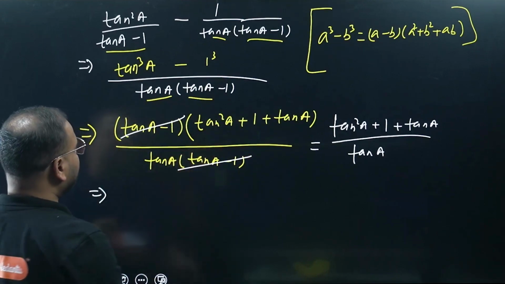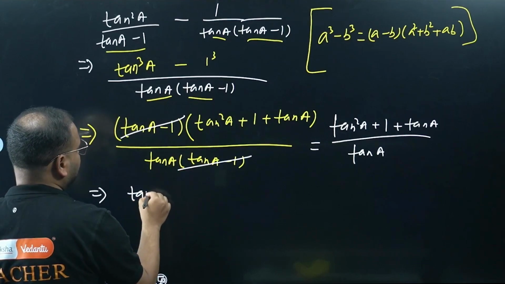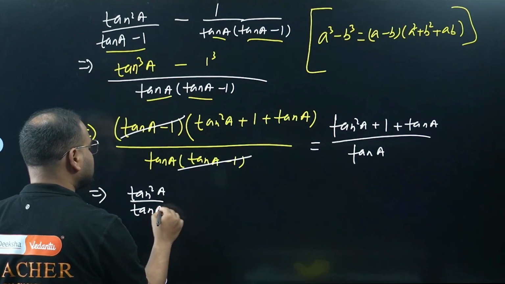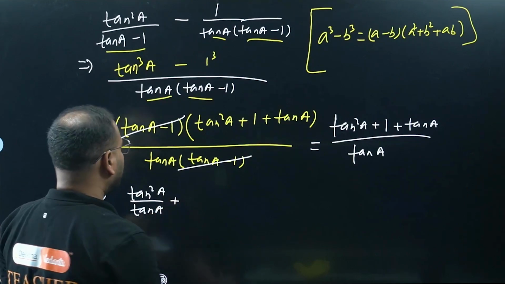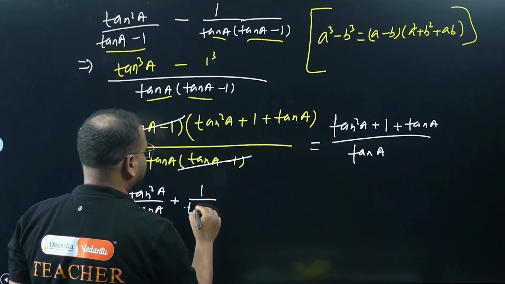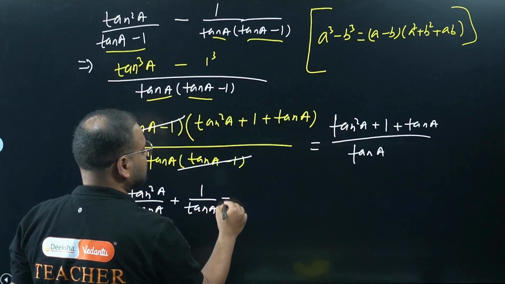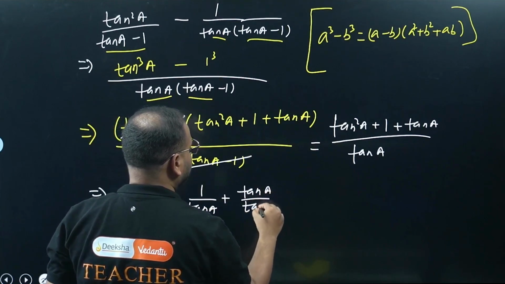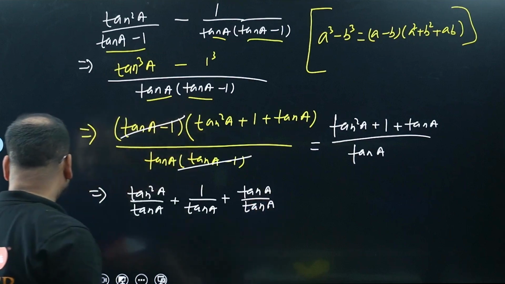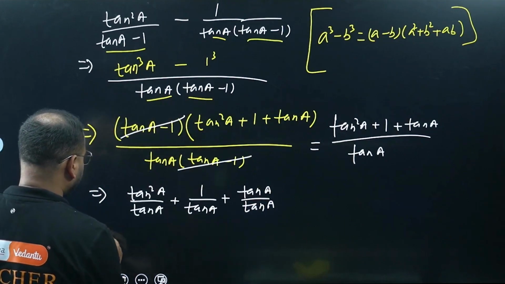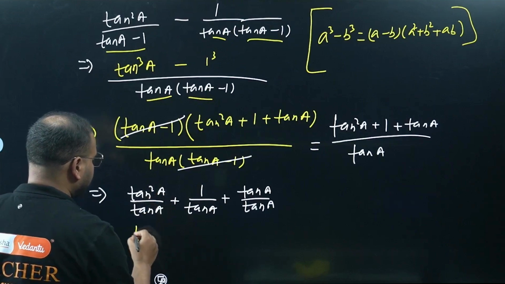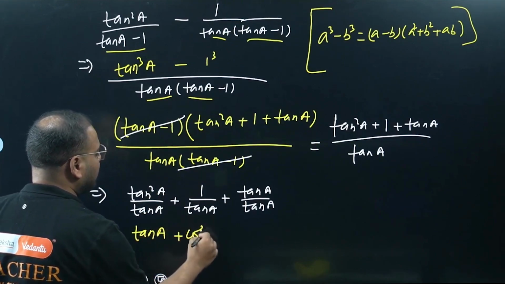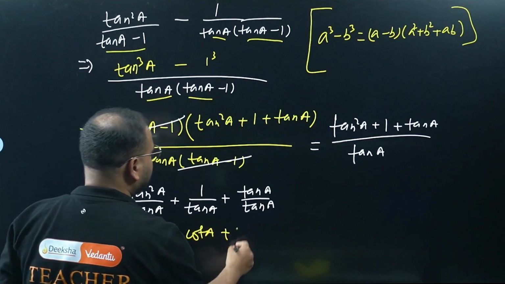So tan square a by tan, plus 1 by tan a, plus tan a by tan a. Simplify this, please. What are we going to get here? Tan square a by tan a, just tan a, sir. 1 tan and 1 tan will get cancelled. This will be cot a, sir, and this will be plus 1.